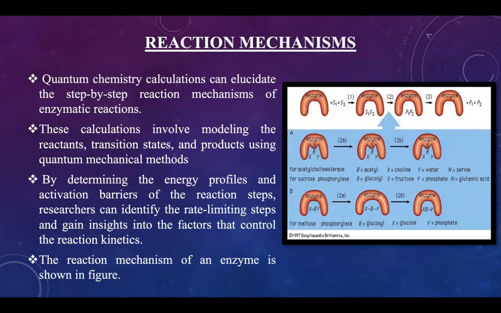Reaction mechanism. Quantum chemistry calculations can elucidate the step-by-step reaction mechanism of enzymatic reactions. These calculations involve modeling the reactants, transition states, and products using quantum mechanical methods by determining the energy profiles and activation barriers of the reaction steps. Researchers can identify the rate-limiting steps and gain insights into the factors that control the reaction kinetics. The reaction mechanism of an enzyme is shown in the figure.